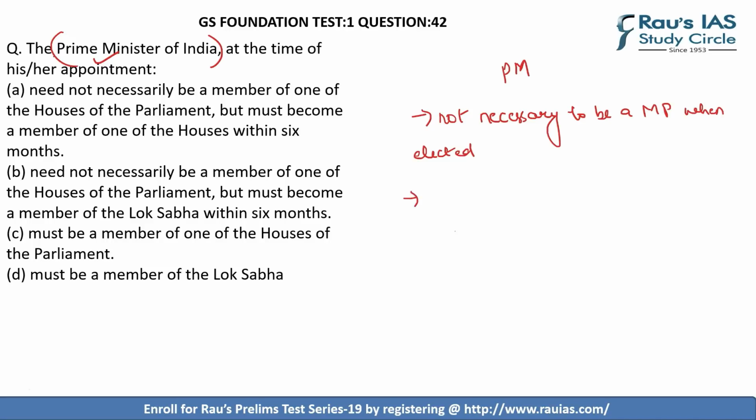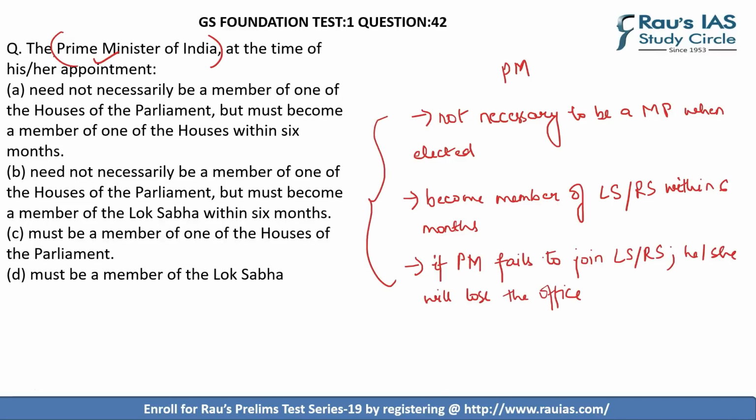However, once the Prime Minister is elected, it is mandatory for him or her to become a member of either house, that is Lok Sabha or Rajya Sabha, within 6 months. Also, if the Prime Minister fails to join any of these houses, he or she will lose the office.